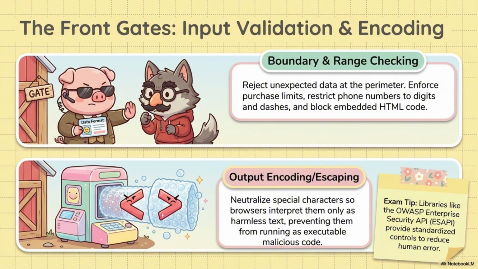Special characters like the greater than symbol can be converted into encoded equivalents so that browsers interpret them as harmless text rather than executable code. Libraries such as the OWASP Enterprise Security API, provided by Open Worldwide Application Security Project, help developers implement standardized security controls, including input validation and encoding. These tools help ensure consistency and reduce human error.